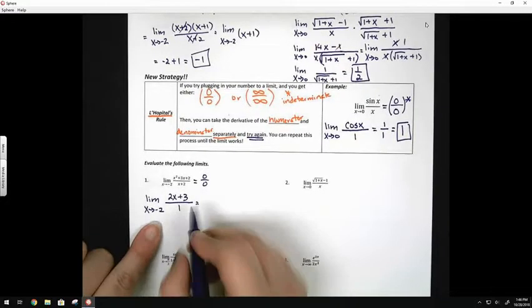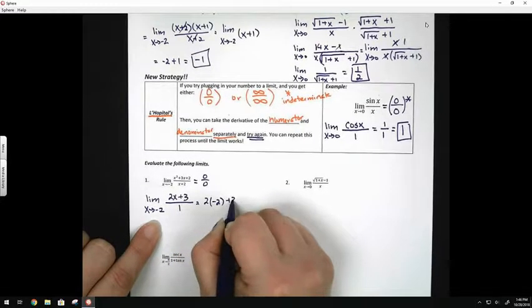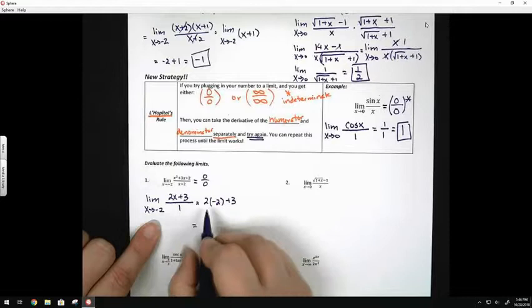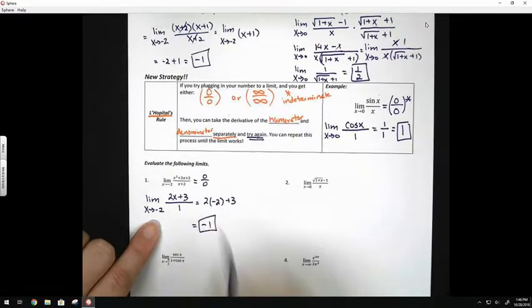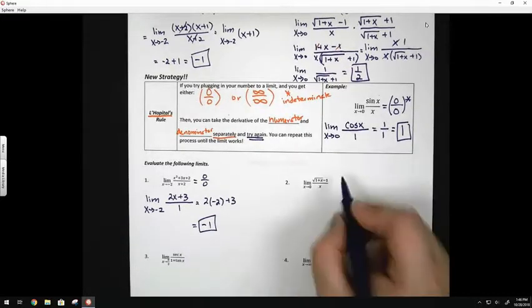Now if I substitute in, I'd have 2 times negative 2 plus 3, and I get that this overall limit is negative 1. Much faster than the first way I showed you. No factoring involved, no algebraing involved, right? So, much faster. Now let's look at the second one.